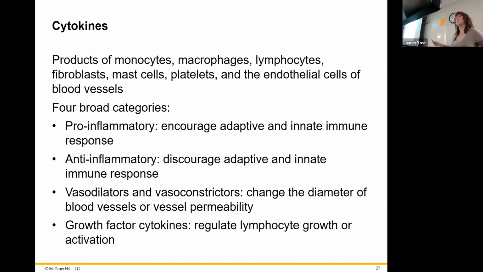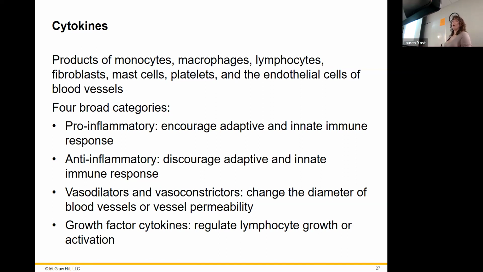Cytokines, these are just signal molecules, right? So maybe proteins or similar chemicals that will get exuded by a cell to signal the cells next to it, or get pumped into the bloodstream to call for action from other cells, okay? So that's what these are. They're signaling molecules. They are produced by monocytes, macrophages, lymphocytes, fibroblasts, mast cells, platelets, and endothelial cells in the blood vessels. Anything that could be encountering the inflammatory response, basically.